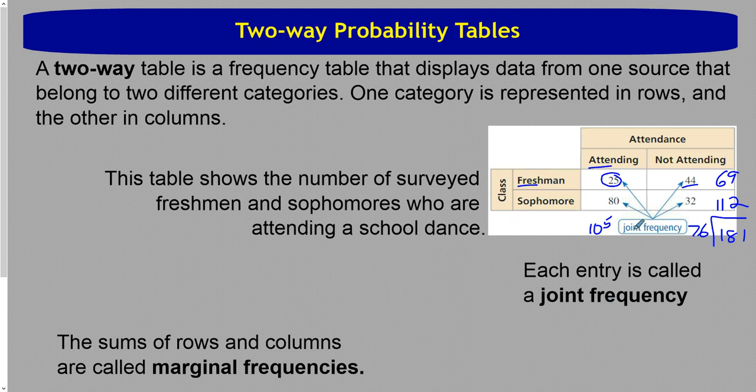So joint frequencies are the individual entries in the table. Marginal frequencies are the sums of the rows and columns. They're probably called marginal frequencies because they'd be written in the margins, like what I did here.